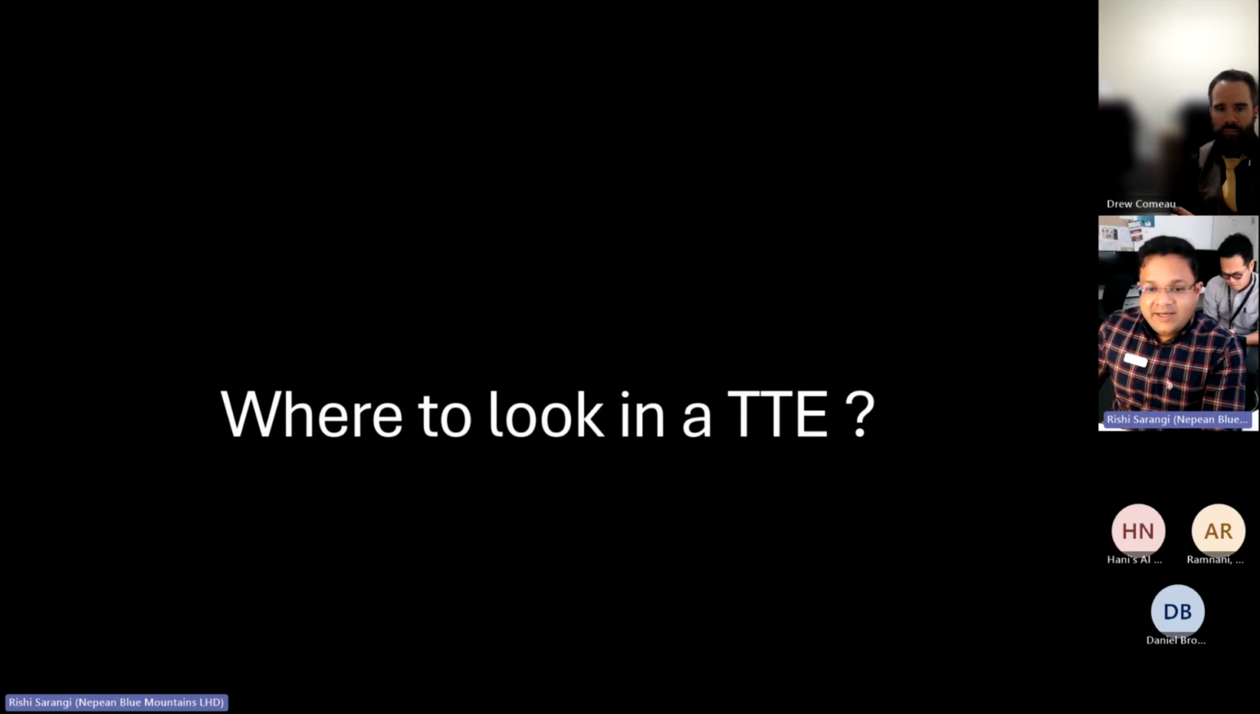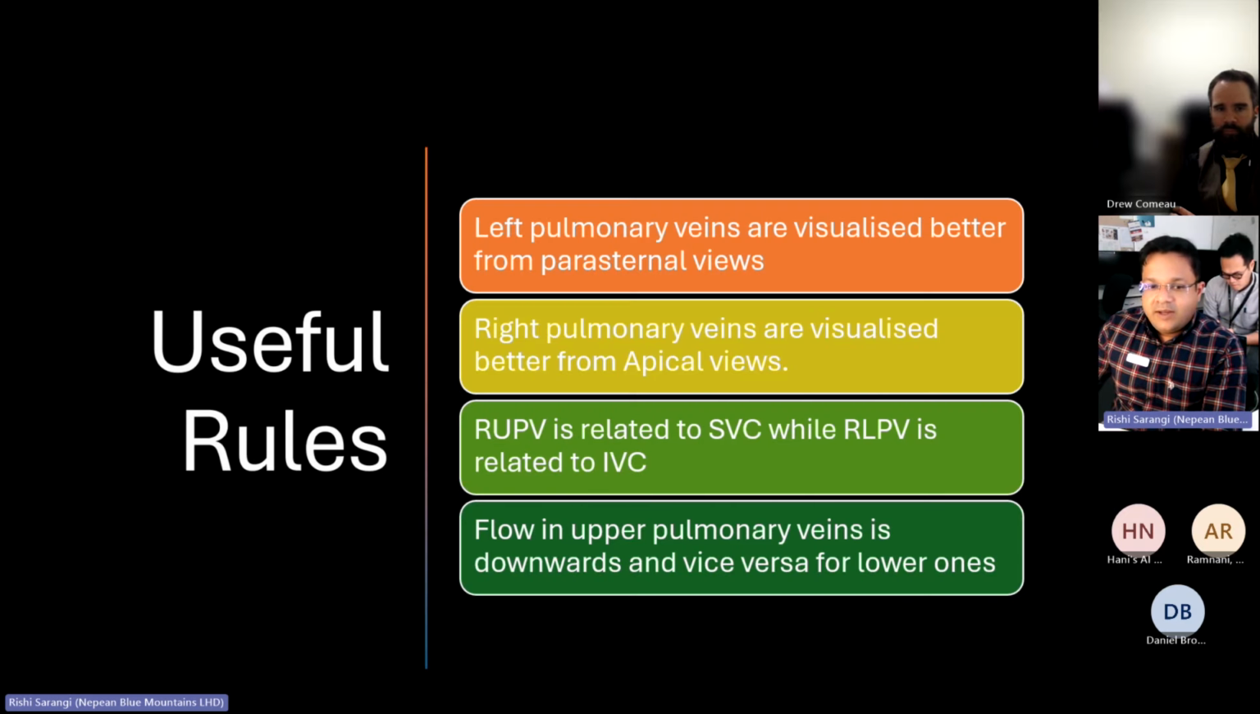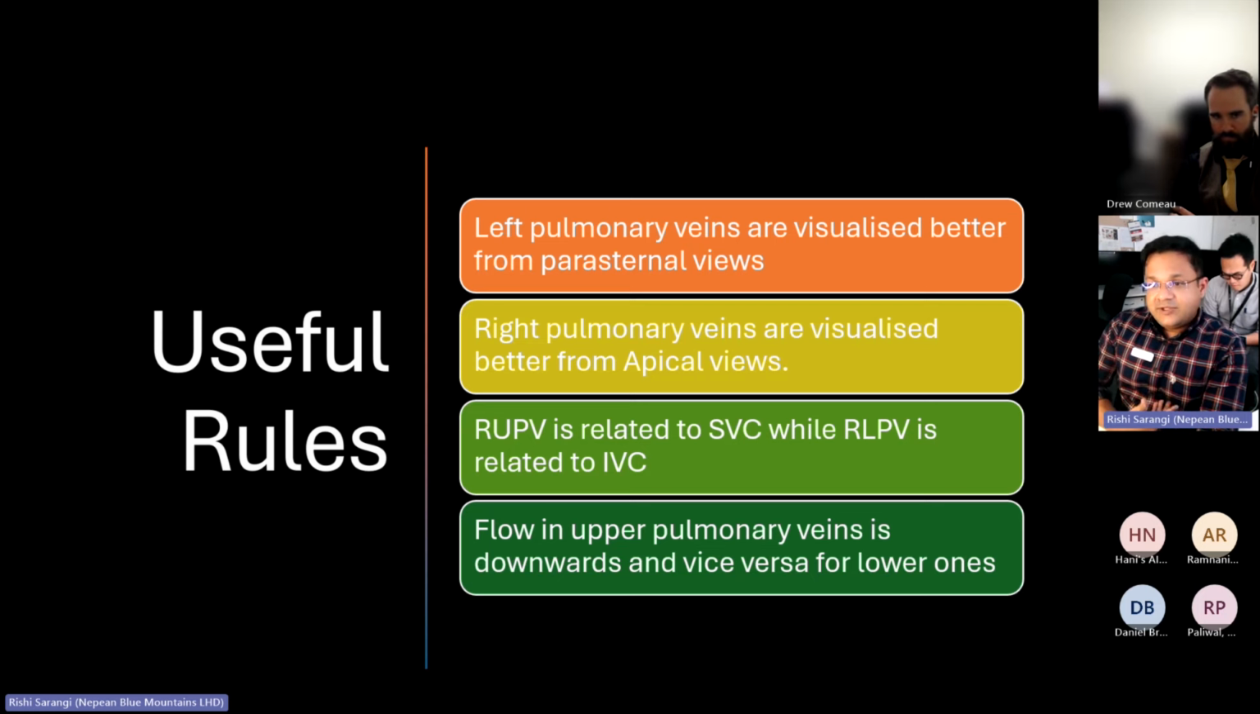Where to look in a transthoracic echo? Now, the most useful rule I found was from a YouTube video I saw for pediatric patients. The essential message in that was that the left pulmonary veins are visualized better from parasternal views, be it the parasternal long axis or the parasternal short axis. Sometimes the apical 3-chamber is also equivalent to the parasternal long axis, so we can see the left pulmonary veins better in that.